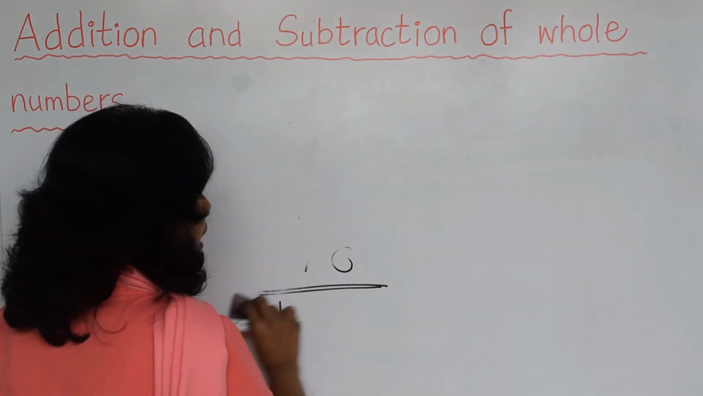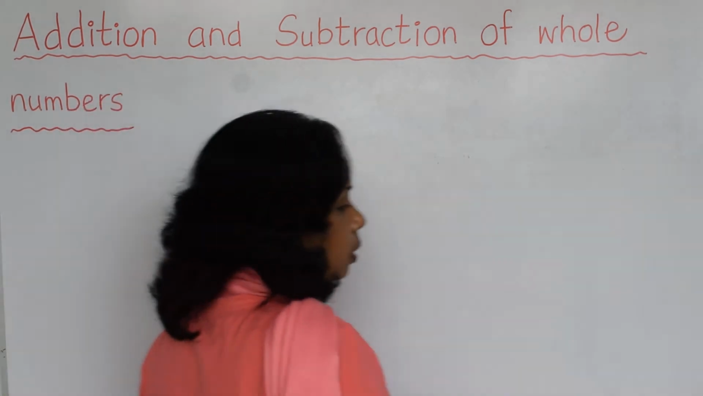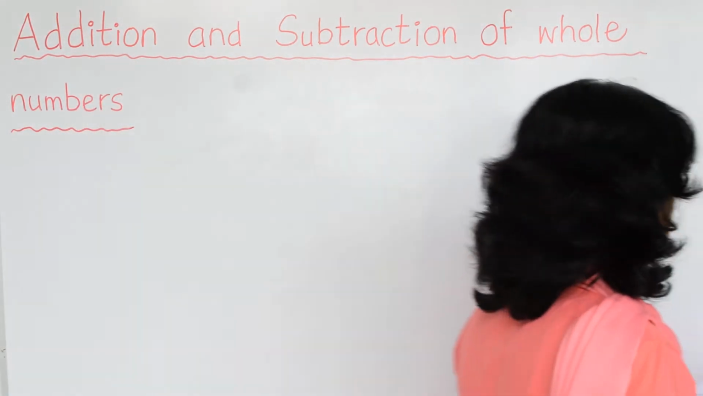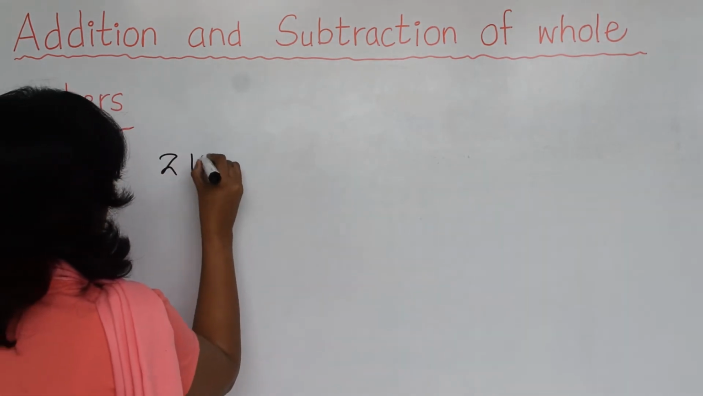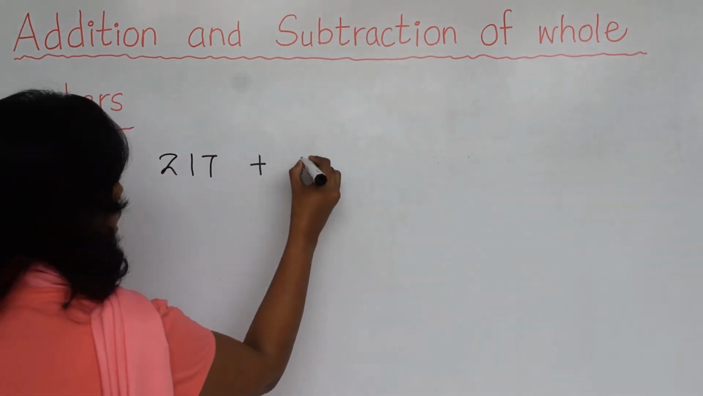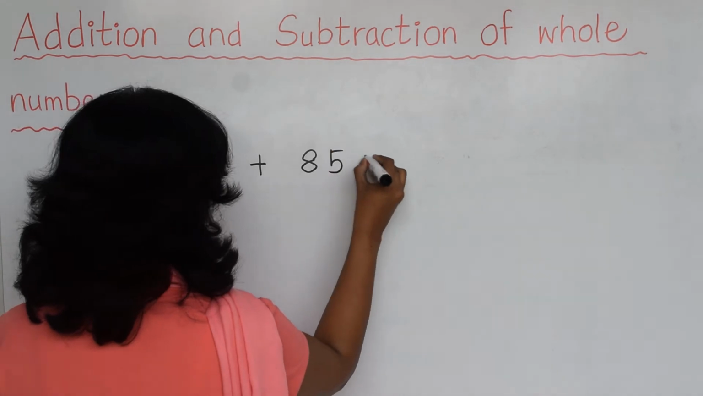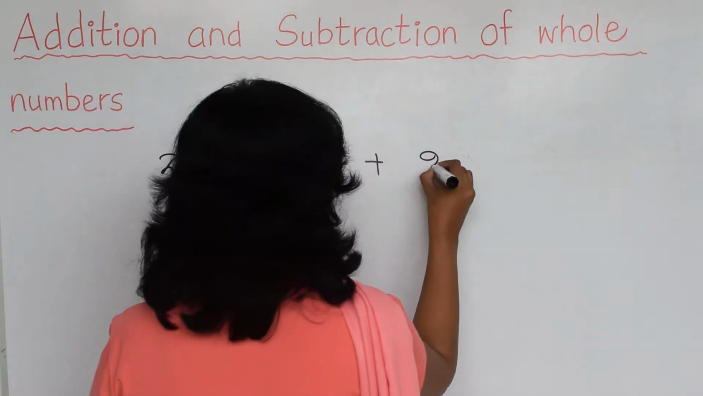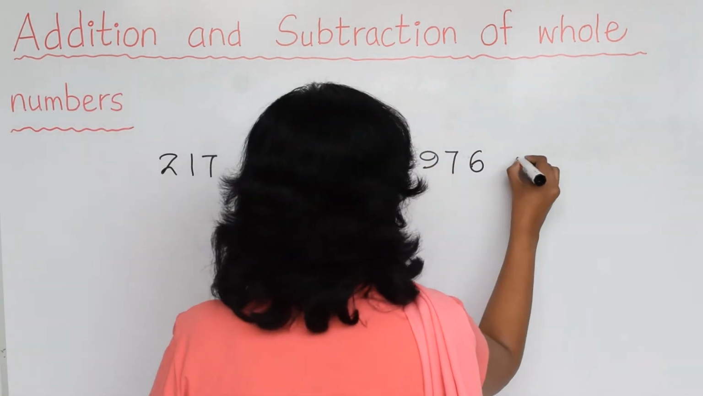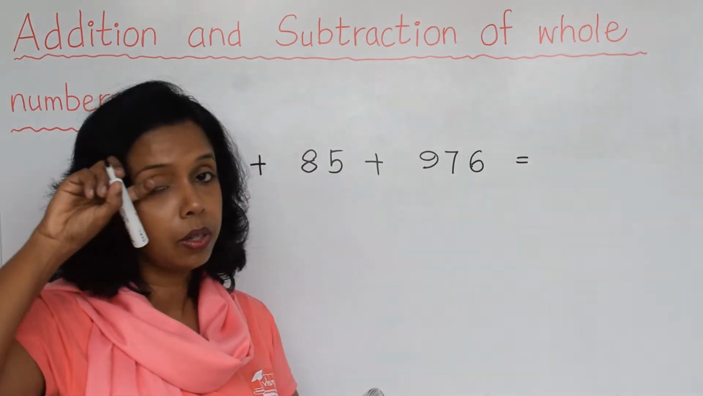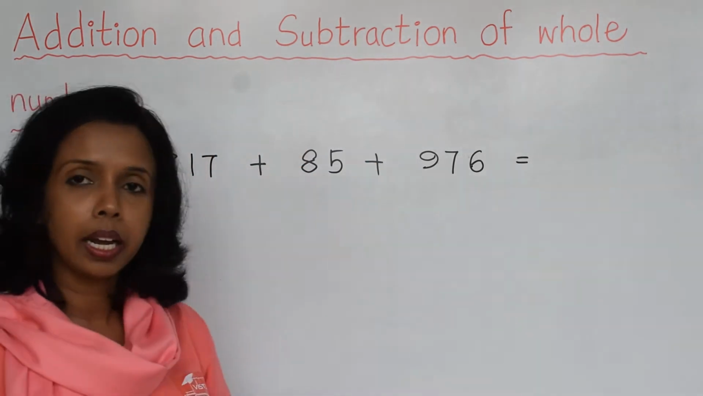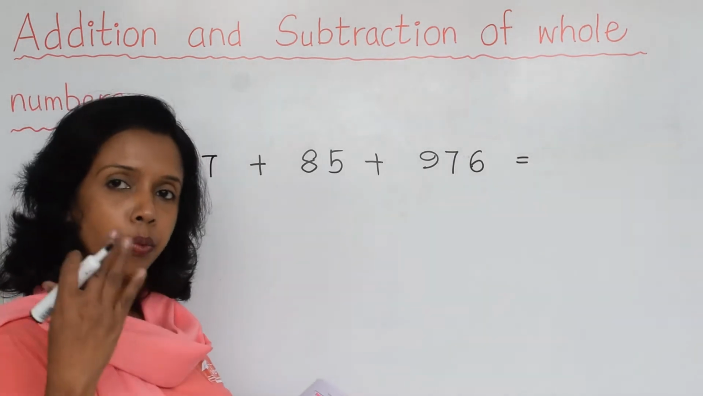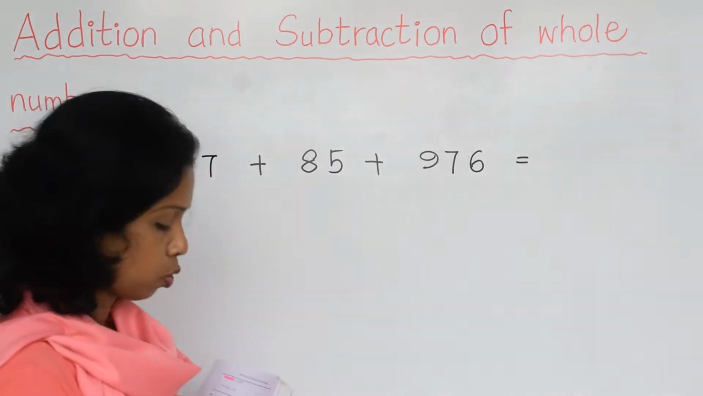Let's say you have a question like this. It's like this. 217 plus 85 plus 976. Now what you want to do, children? Now what you want to do? Tell me. Now it's like a line, right? Earlier we had a column and we did it. Now what you want to do?